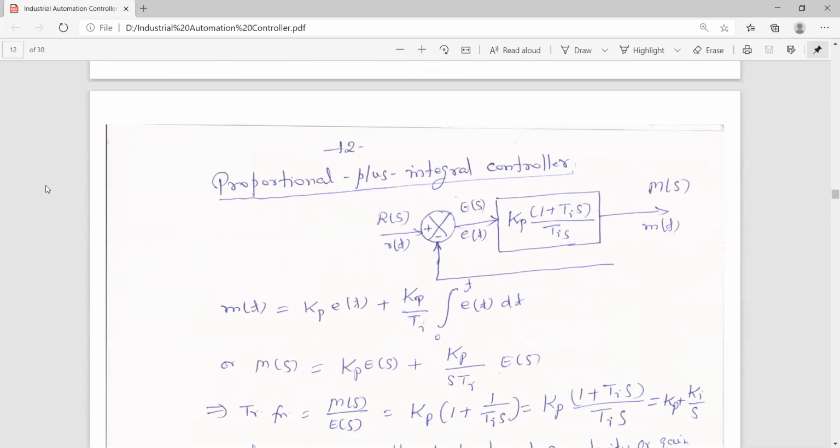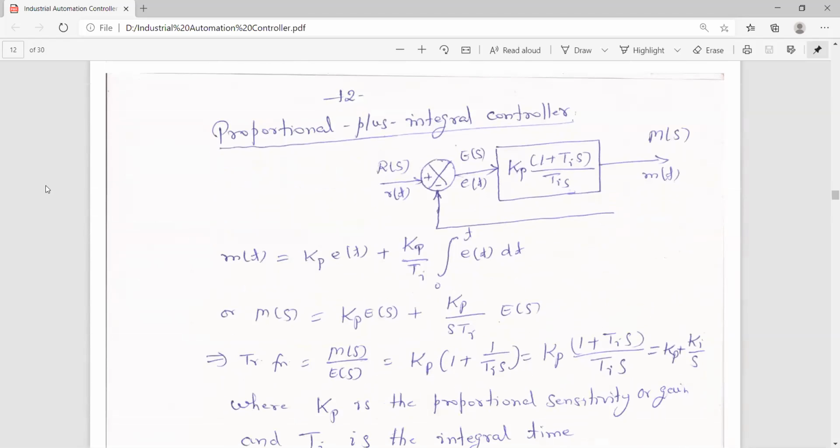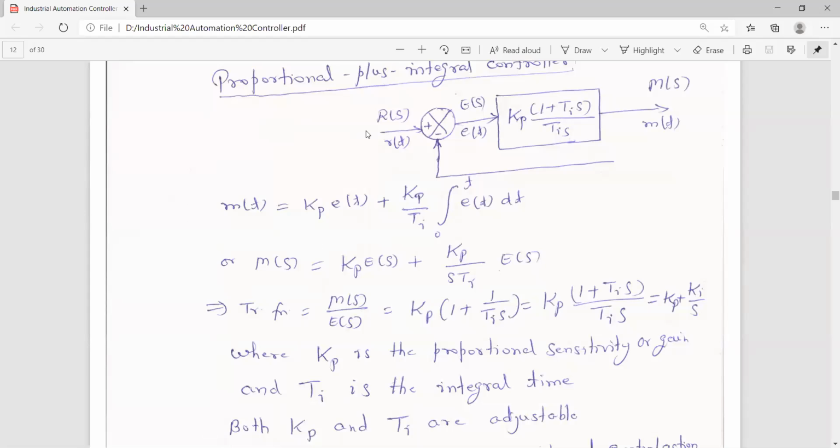Now we have to think about the combinations: proportional plus integral, proportional plus derivative, not a combination like derivative by integral, because derivative is not used alone, and integral is not used alone. So they can be used only with the proportional. So here the other controller is the proportional plus integral controller. Again, we have to obtain the transfer function of the PI controller.